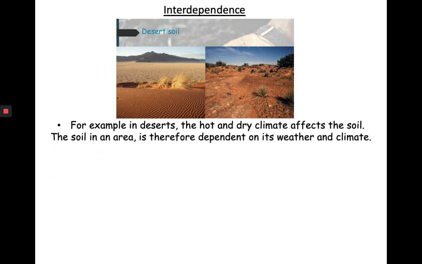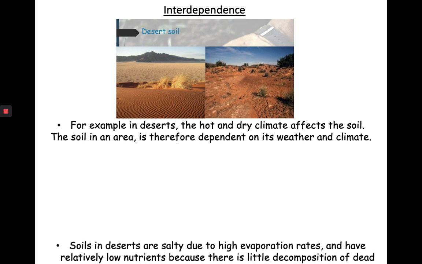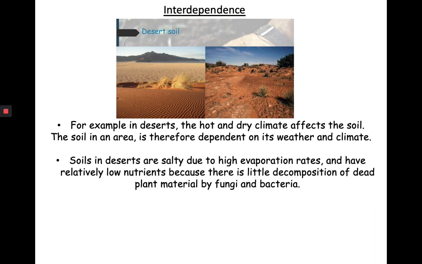Now, the soil in an area is therefore dependent on its weather and climate. So if you're looking at that, you can tell that it's very hot and dry. Soils in deserts are salty due to high evaporation rates and have relatively low nutrients because there is little decomposition of dead plant material by fungi and bacteria. So obviously, because there's little decomposition, there's not going to be as many nutrients.